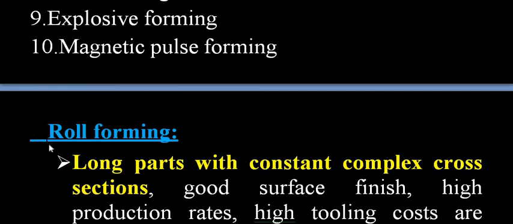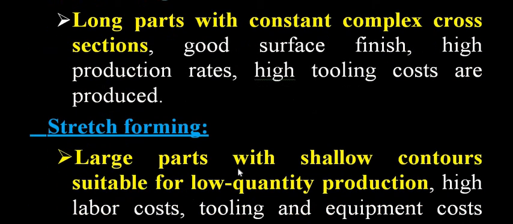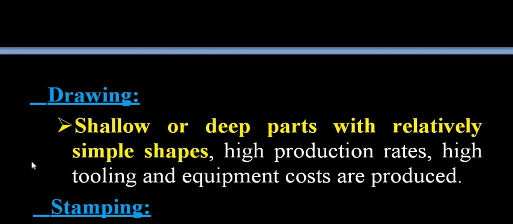First of all we'll take roll forming. Long parts with constant complex cross sections, good surface finish, high production rates and high tooling costs are produced. Stretch forming: large parts with shallow contours, suitable for low quantity production, high labor costs, and tooling and equipment costs depend on part size. Drawing: shallow or deep parts with relatively simple shapes, high production rates, high tooling and equipment costs.